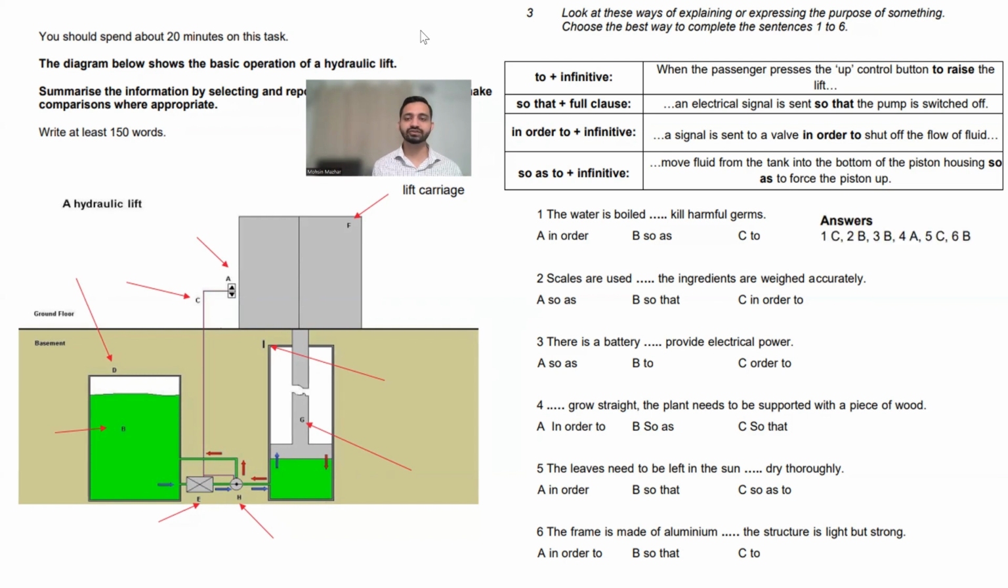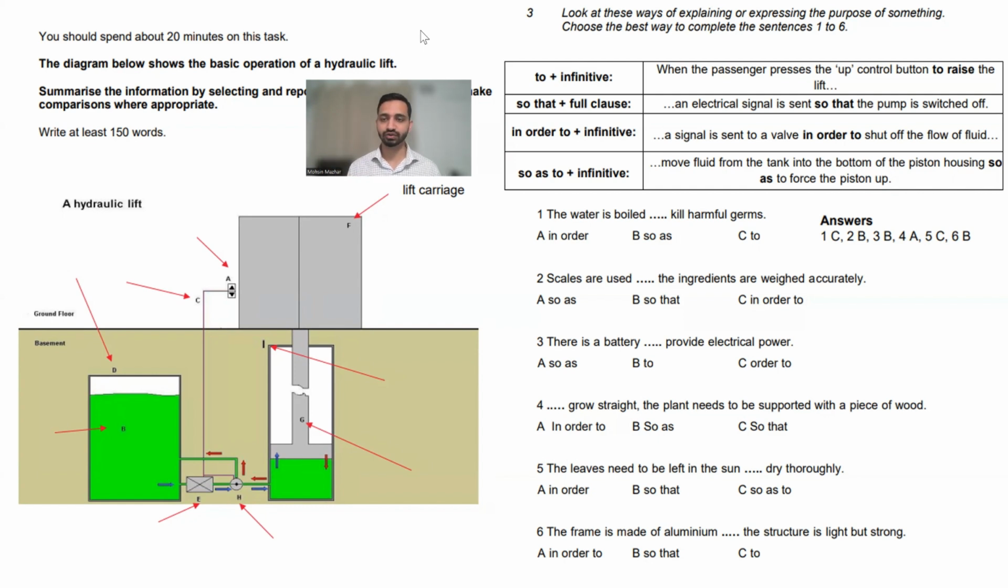All right, let's review the answers. So we've got number one is C. The water is boiled to kill harmful germs. Number two, scales are used so that, it's talking about the result, so that the ingredients are weighted accurately. Number three, there is a battery to provide electric power, right? Number four, grow straight, the plant needs to be supported with a piece of wood.